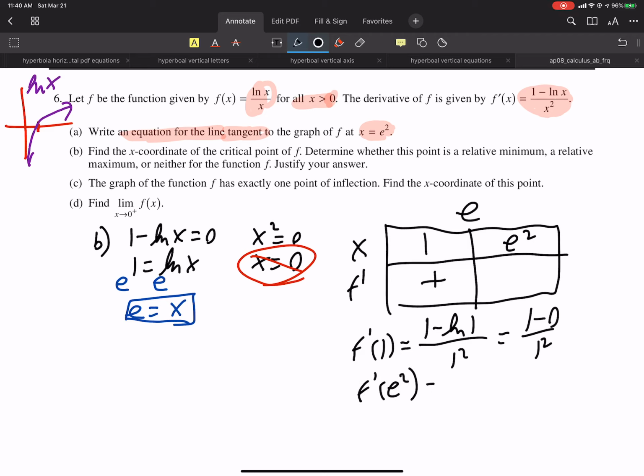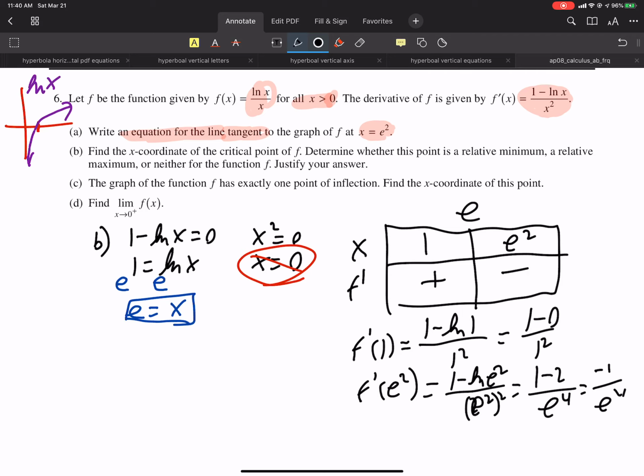And then e squared, why did I pick e squared? Because ln of e squared is just 2. So if you look at the derivative function, you have 1 minus ln of e squared over e squared squared. But 1 minus ln of e squared is 1 minus 2. Clearly that's negative. But again, you could have done that in your head, knowing that ln of e squared is 2, and you see 1 minus 2, so that quickly it's negative.